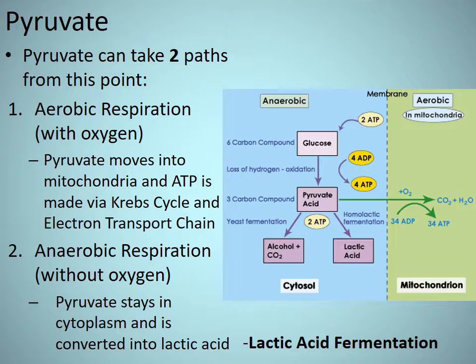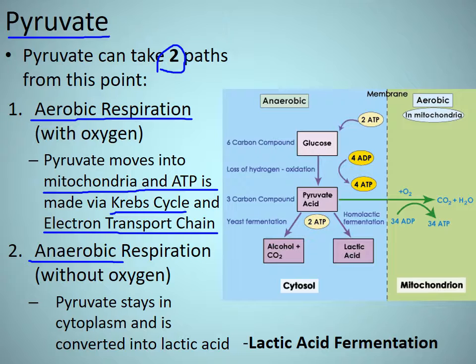Well, pyruvate can take 2 paths. Again, remember, glycolysis doesn't need oxygen to occur. But right now, what we're going to talk about is the aerobic pathway. So pyruvate can take two pathways here, the aerobic pathway or the anaerobic pathway, depending on if oxygen is present in the cell or not. If oxygen is present in the cell, pyruvate will move into the mitochondrial matrix, and pyruvate oxidation will occur, then the Krebs cycle, and the electron transport chain, which is what we'll talk about.